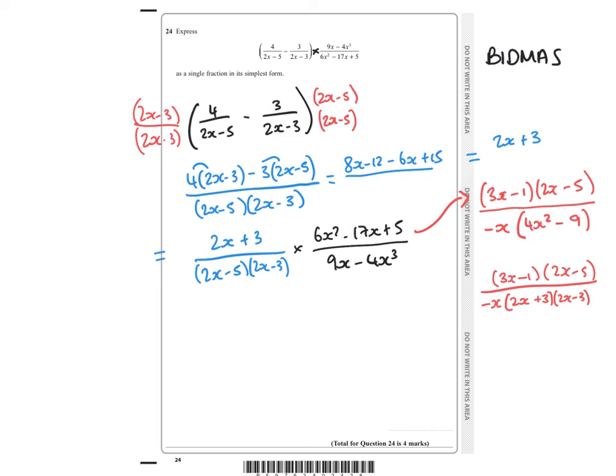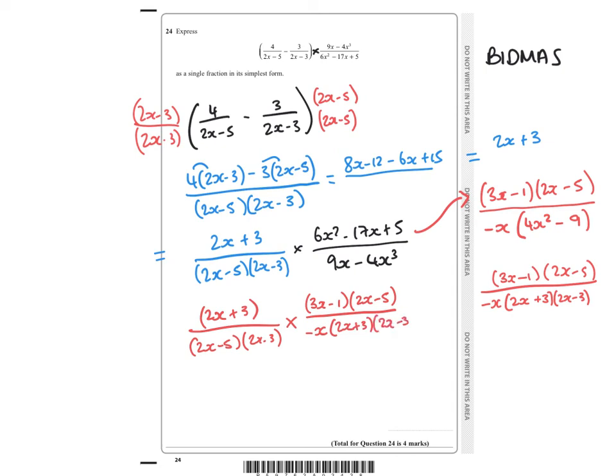So what you're going to do now is you're going to have (2x + 3)/(2x - 5) multiplied by (3x - 1)/(2x - 3), then (2x - 5)/(-x(2x + 3)(2x - 3)). So we're going to do some cancelling out. This 2x + 3 and this 2x + 3 are going to cancel out. 2x - 5 and this 2x - 5 are going to cancel out.